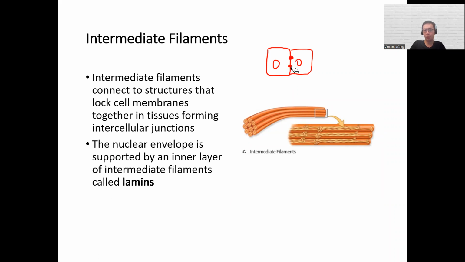What's allowing them to glue together is the intermediate filament. These things that allow you to lock the cells together are called intercellular junctions. Intercellular means between two cells. Okay, so they are stapled together. And where in the body do you think we want to have these kinds of tight connections between the cells?